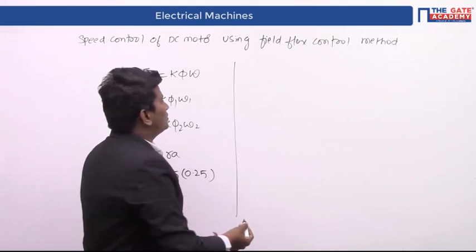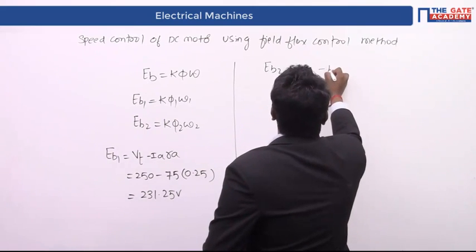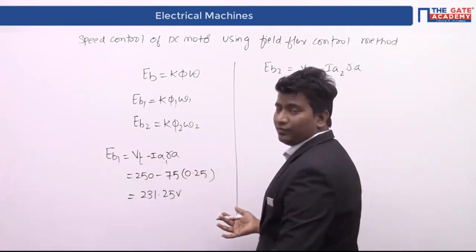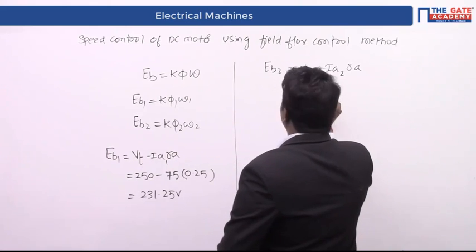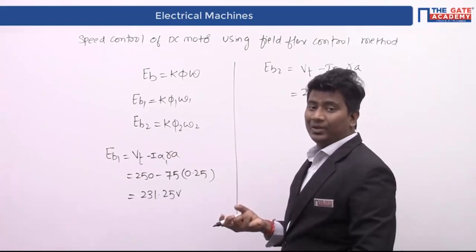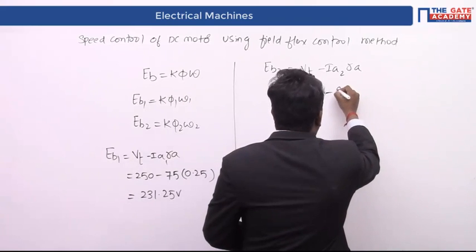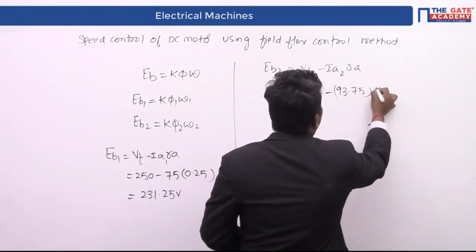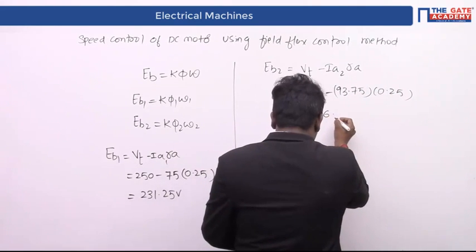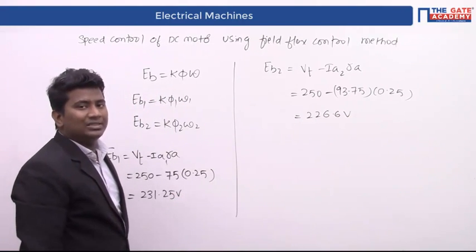After changing the flux, what would be the induced EMF? EB2 is equal to VT minus IA2 into RA. This is your IA1 before changing the flux. VT is 250 because we are not changing the supply terminals, we have changed only the flux by reducing it by 20%. Therefore 250 minus the IA2 we got, 93.75, into 0.25. So the voltage you got is 226.6 volts. Therefore, EB2 is equal to 226.6 volts.